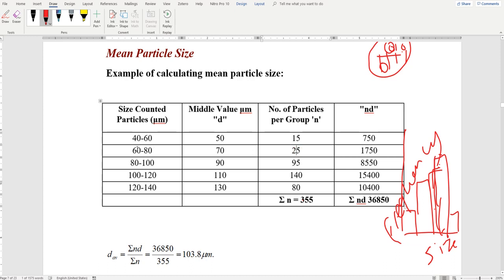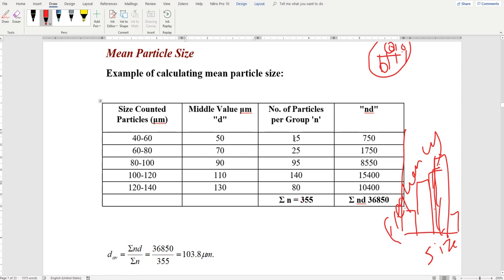Similar case here: 60 to 80, so the average is 70; 80 to 100, so the average is 90; 100 to 120, so the average is 110; 120 to 140, so the average is 130. So now you know the size of each particle.